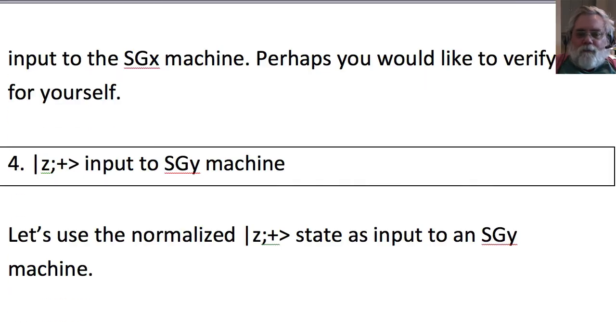Experiment 4. Let's feed Z plus as input to an SGY machine. Now, you can ask yourself, without doing the math, what do you expect the results to be? And you could say, well, saying y versus x, that's just a label. We should probably get equal probability of coming out the y plus port and the y minus port. I mean, why would it be different? Let's see.